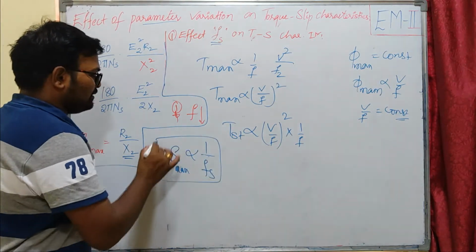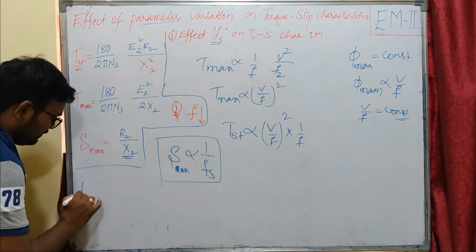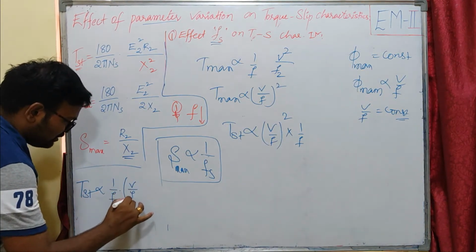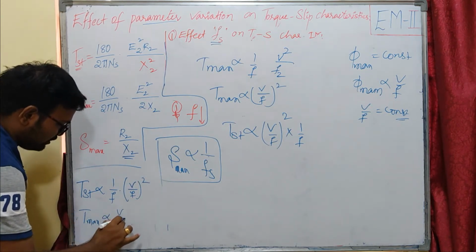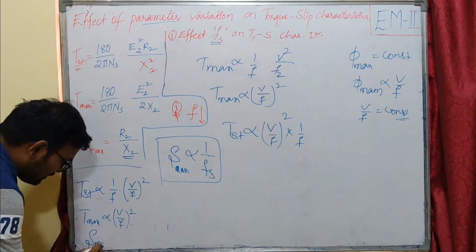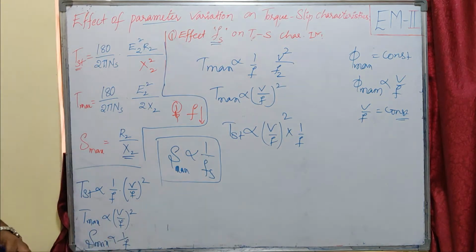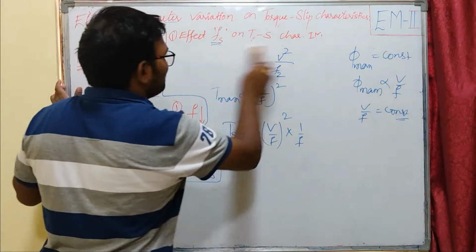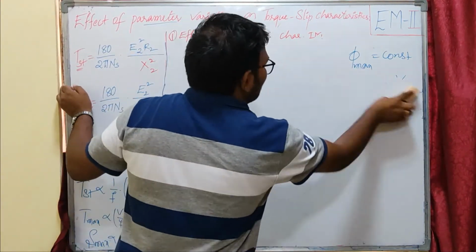Let me write the parameters here. TST is proportional to 1 by F times V by F whole square. This is one relation, and maximum torque is proportional to V by F ratio. This is another relation, and our slip at maximum torque condition is inversely proportional to F. So let us consider two cases: whenever I increase the frequency and whenever I reduce the frequency.